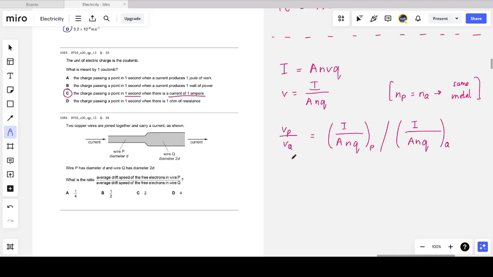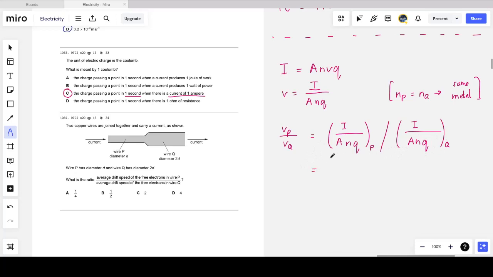And the current is remaining the same. The current is not changing through the two wires. The amount of charge passing our point per unit time will be the same. The charge may be split into a wider wire, but there will still be the same amount of charge passing every point per second. Obviously, the charge Q on the charge carrier is that of an electron, so they'll also be the same. But the cross-section area is changing.